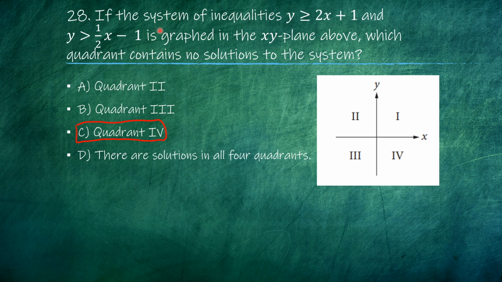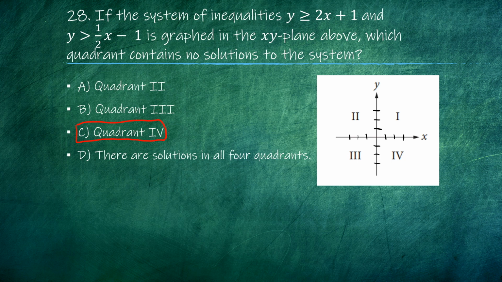The best way to visualize this problem is by graphing it. So let's draw it on the graph. This is 1, 2, 3, 1, 2. So let's look at the first inequality. We have y is greater than or equal to 2x plus 1.